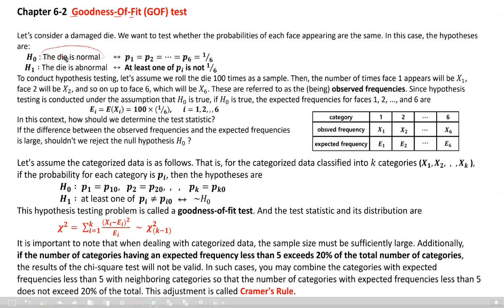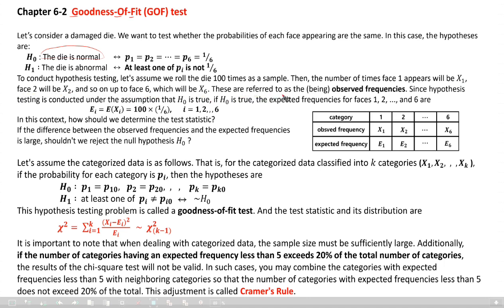Die is normal means p1, p2, up to p6 are equal to 1/6. And H1, if the die is abnormal, then at least one pi is not 1/6. To conduct hypothesis testing, let's assume we roll the die 100 times as a sample. Then the number of times face 1 appears will be X1, face 2 will be X2, and so on up to face 6, X6.